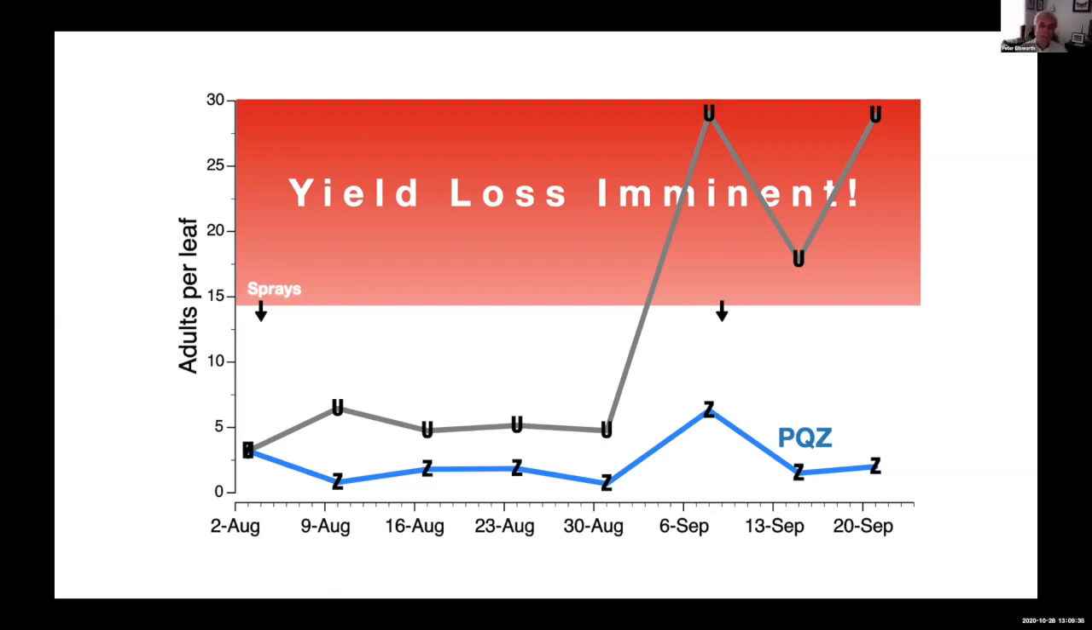I'm going to finish up by just showing you the trajectory of adult whiteflies in our screening trial. This shows you the untreated check going into that yield loss area, quality loss before that, but yield loss thereafter, and the two sprays that were made on PQZ, which was disrupted with acephate, but nonetheless performed extremely well.